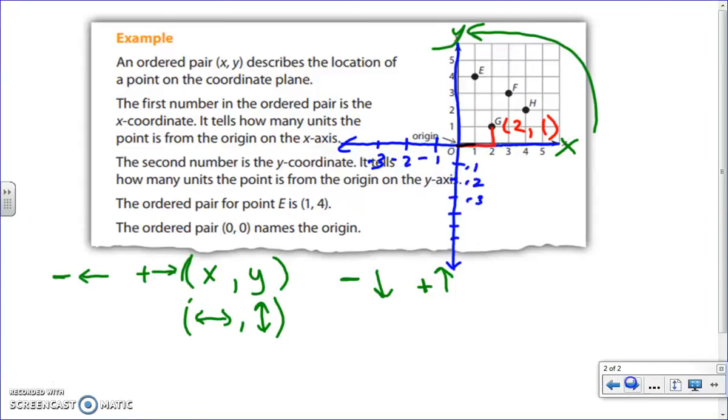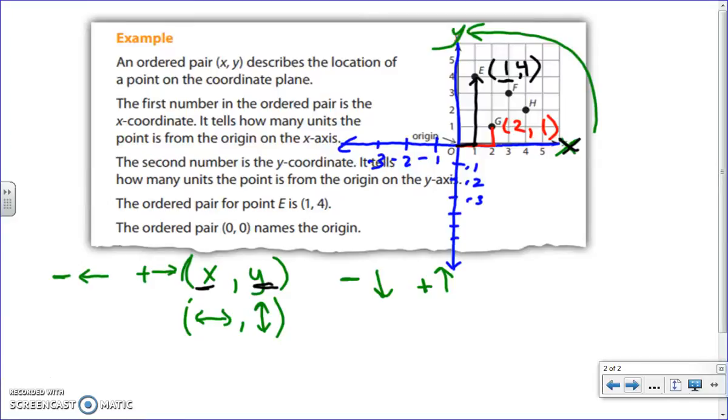E would be over 1 to the right on my x-axis first, so I put that in the x spot. And then up 1, 2, 3, 4. So (1, 4). Because we're going up and down, that goes in the y spot. And that's where my coordinates are located. I'm guessing they're probably going to have you solve where F and H are, so I'll let you do the other two. Left and right first, up and down second.